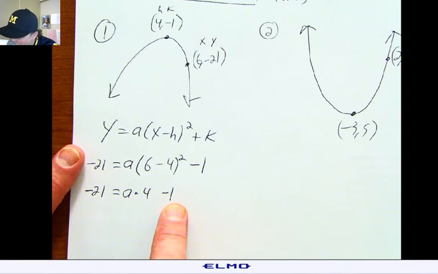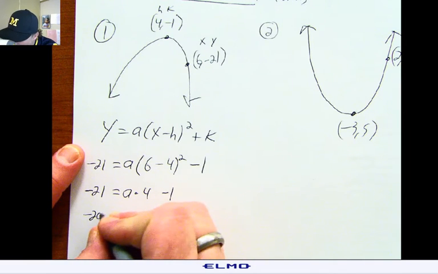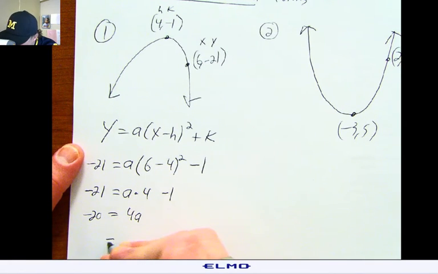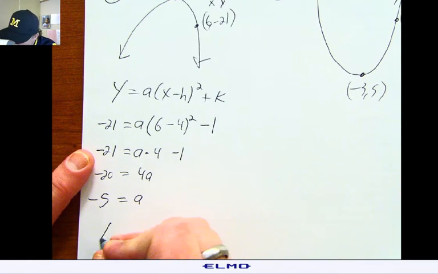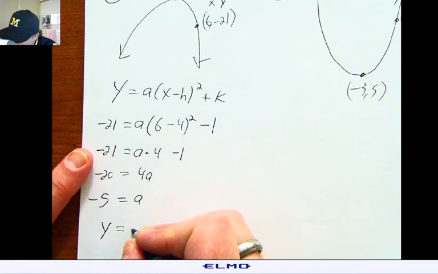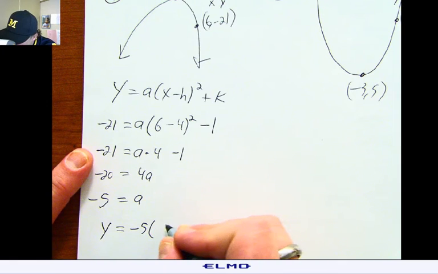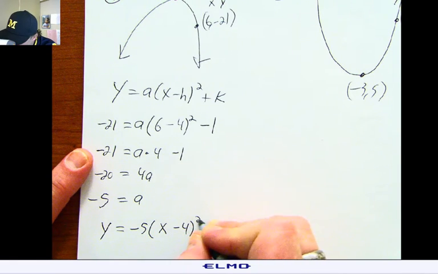But my next step would be to add 1 to both sides, so I'd get negative 20 equals that 4a that I mentioned a minute ago. Divide both sides by 4, and a is negative 5. So your final vertex form equation is y equals negative 5 times x minus 4 quantity squared minus 1.